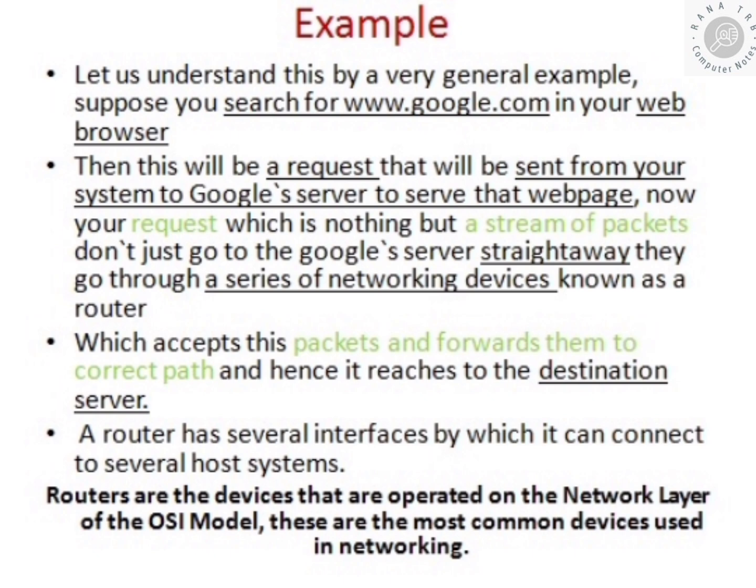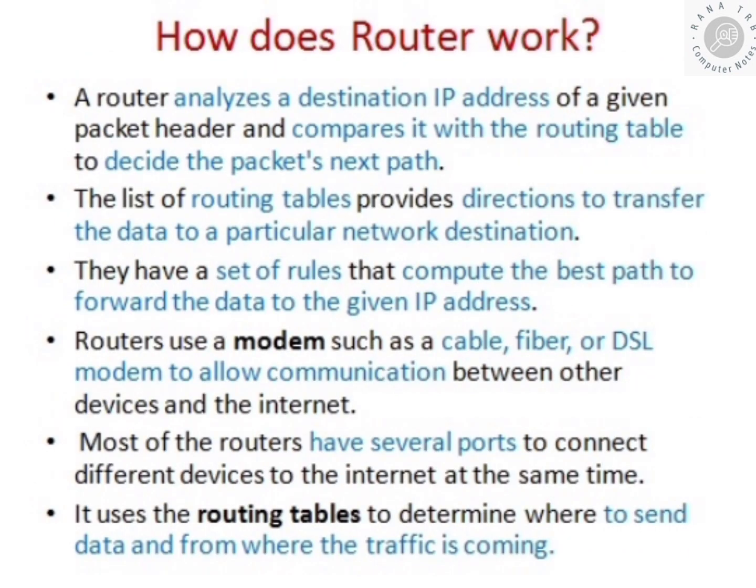Now this request, which is nothing but a stream of bits, does not go to the Google server directly. It goes through a series of network devices known as routers. The router takes the packets and forwards them to the correct path, so they reach the destination server. Therefore, the router has several interfaces by which it can connect to several host systems. How does the router work?